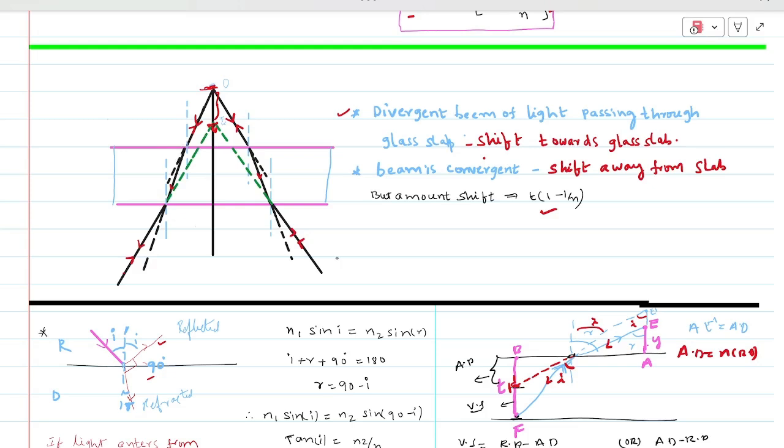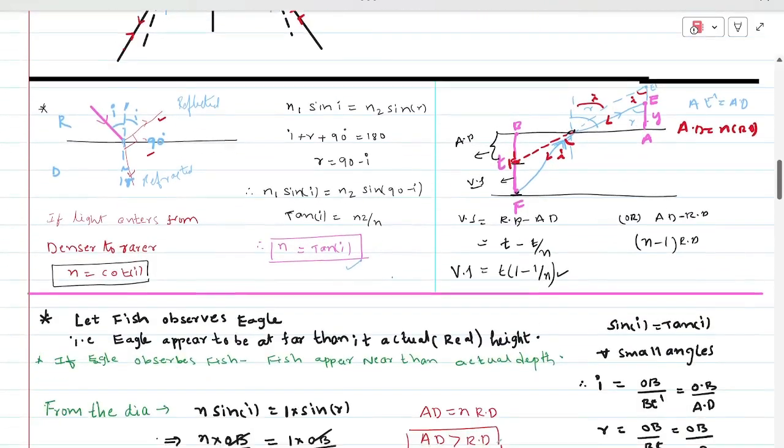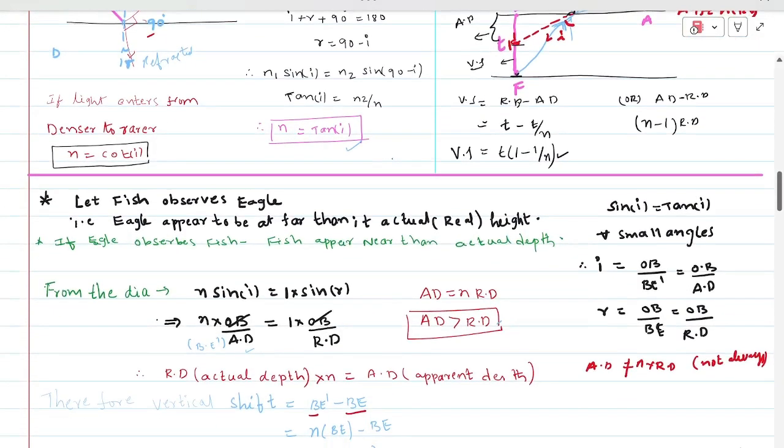If now across the convergent beam I am placing a glass slab, then the shift will move from I to O, that is, away from the glass slab. This is important: convergent beam and divergent beam. Divergent beam means moving away from the point. Convergent beam means converging, meeting at that point. So this is about the glass slab across the beam. Divergent means the shift is towards the glass slab. Convergent means away from the glass slab. For both, it is the same diagram; only the arrow marks you can change.